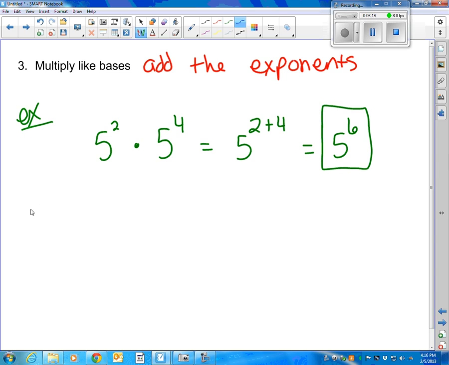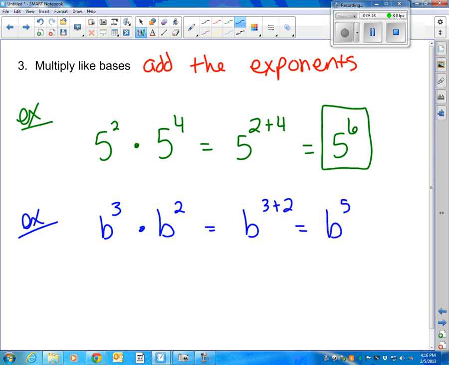Okay, so let me lay it out in the next example. So if you're more of a visual learner, you can see how it all falls together. Let's do b cubed times b squared. So I know by my rule of exponents, I would add those. B to the 3 plus 2. And my final answer would be b to the 5th.